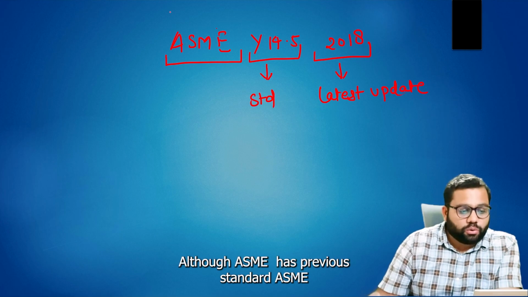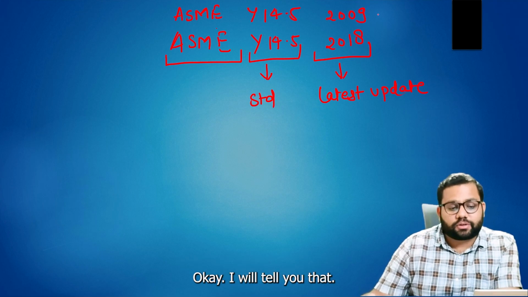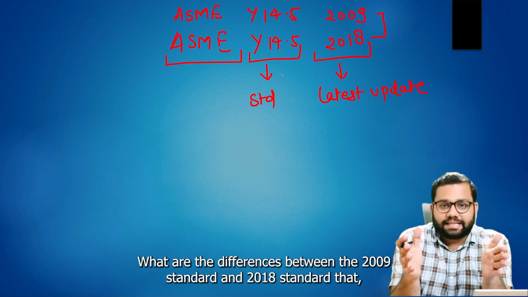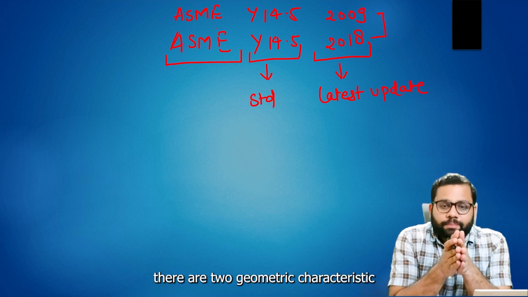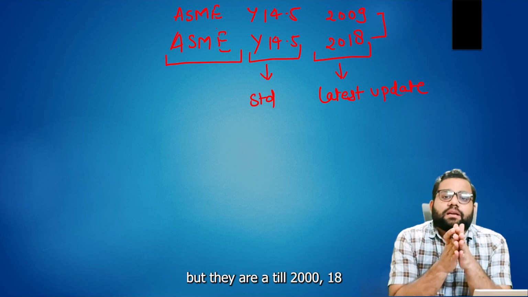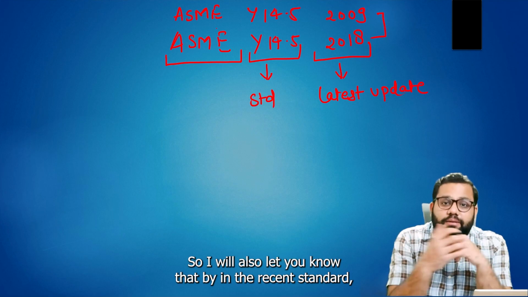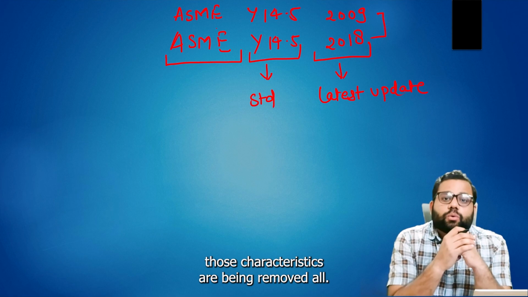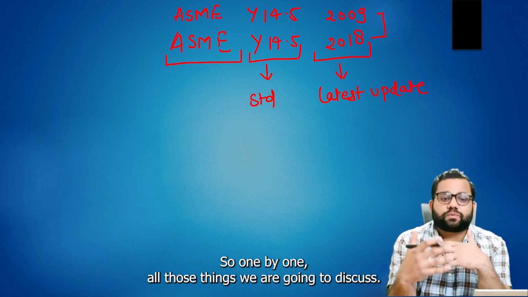Okay. Although ASME has a previous standard, ASME Y14.5 2009. Okay. I will tell you what the differences are between the 2009 standard and the 2018 standard. There are two geometric characteristics, symmetry and concentricity, which have been removed in 2018, but till 2018, as per the 2009 standard, we were using those geometric characteristics. So I will also let you know why in the recent standard those characteristics have been removed. Okay. So one by one we are going to discuss all those things.